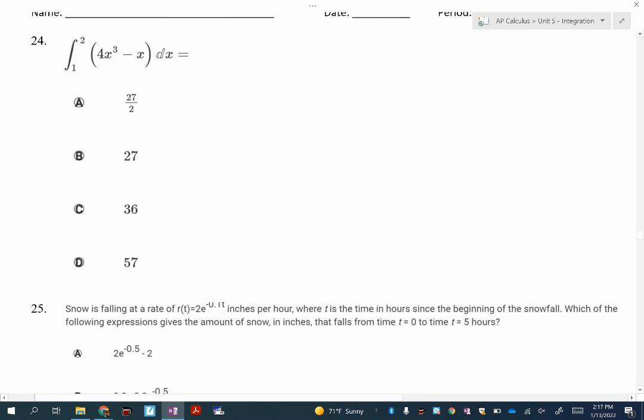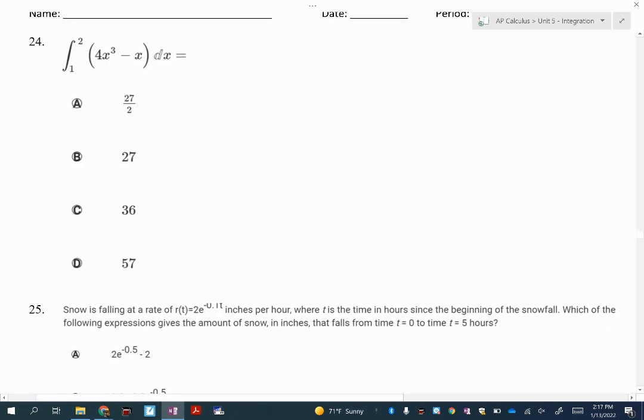All right, let's try this one. The integral from 1 to 2 of 4x cubed minus x. So let's do the antiderivative. I'm going to start with x to the 4th power. The derivative of x to the 4th power is 4x cubed, so that's good.